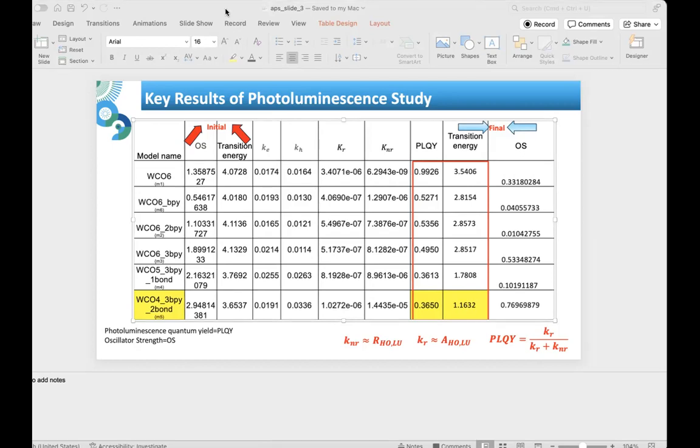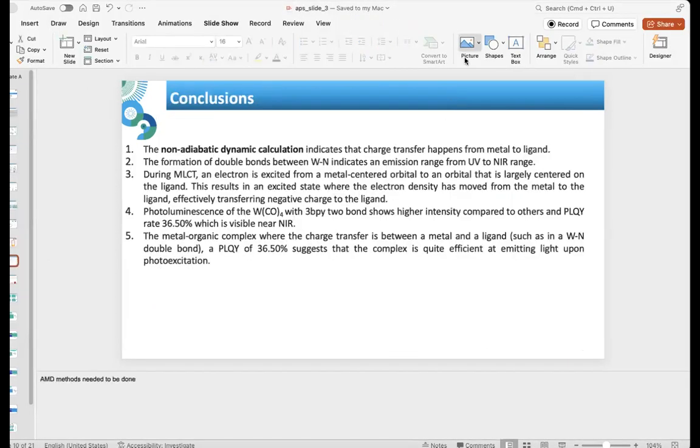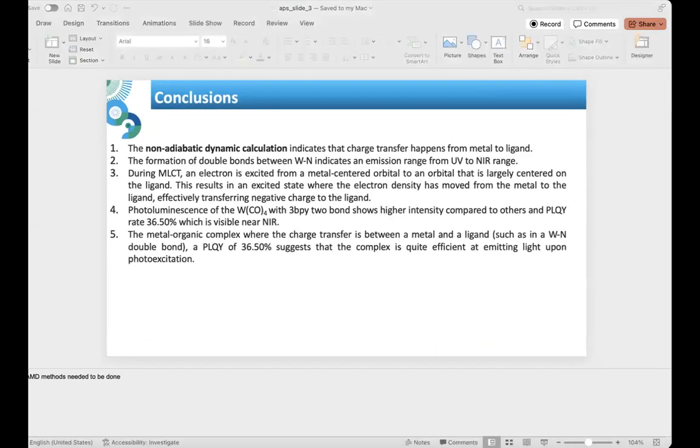And let's go to the conclusion slides. So the conclusion here, I wrote that we are doing the non-adiabatic dynamics calculation, which shows that charge transfer happens from the metal to the ligand structure, and the formation of the bonds between tungsten and nitrogen indicates an emission range from UV to near infrared range.